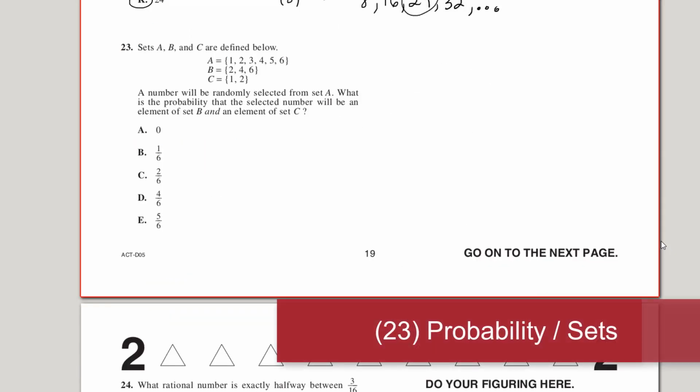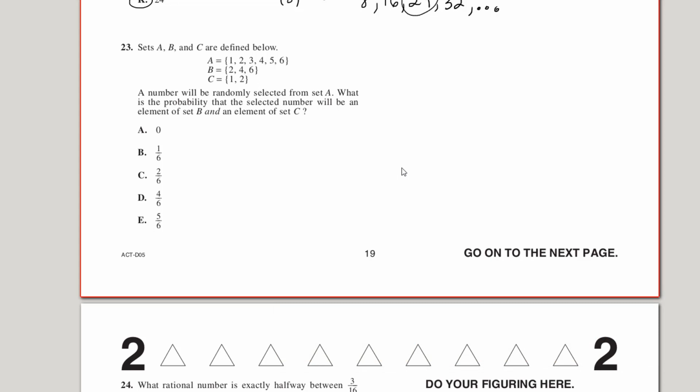Question 23 is giving us 3 sets, A, B, and C, and they give us the definition there. And they say that a number will be randomly selected from set A. What is the probability that the selected number will be an element of set B and an element of set C? So we're going to choose from set A, and we want to know what's the probability that that number is both in B and C. And is important here. And we're looking for probability.